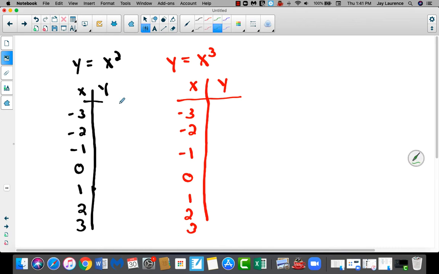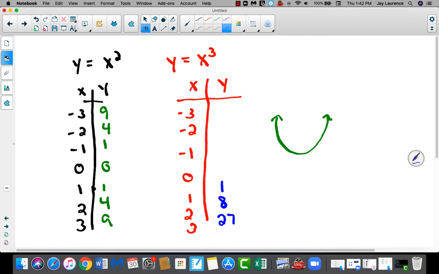All right, so of course you know you're going to get 9 and 4 and 1 and 0 and 1 and 4 and 9, right? And it's going to make that beautiful U shape. It's going to go just like that. Okay? Now, this one is going to be 27 and 8 and 1. I'm just cubing the numbers. 0 and 1 and -8 and -27. So it sure looks like it's going to be that beautiful U shape.